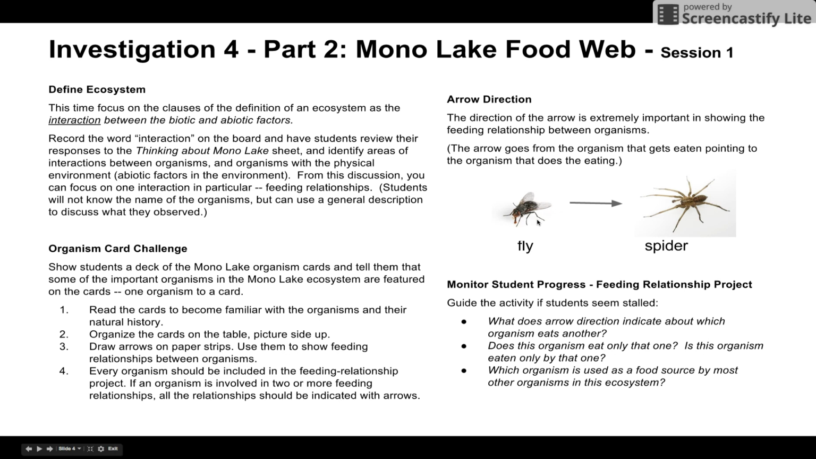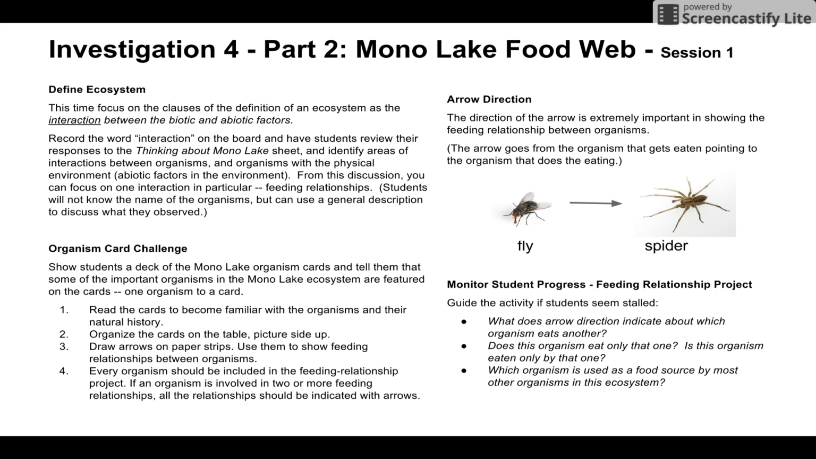For instance, the fly is eaten by the spider. So the arrow will point towards the spider. As students are working on the feeding relationship project, please monitor their progress. Sometimes you might need to guide students in getting through the project if they become stalled.